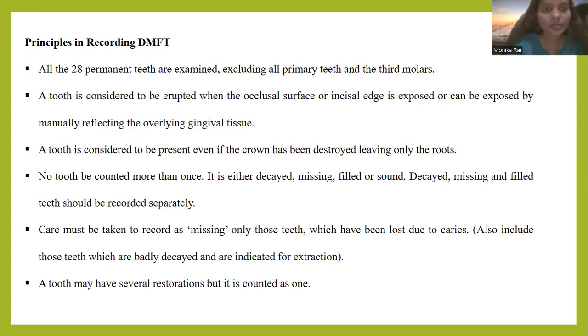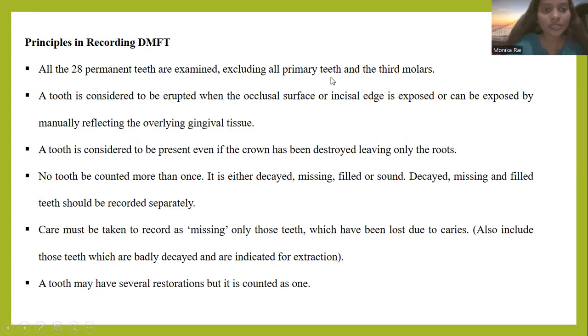These are the principles of recording of DMF. So, one thing to remember is that this is for permanent teeth. The uppercase DMFT means it is for permanent teeth. So that's why all the permanent teeth were examined, excluding all primary teeth and third molars, because when lowercase dmft is used, it is for primary teeth.